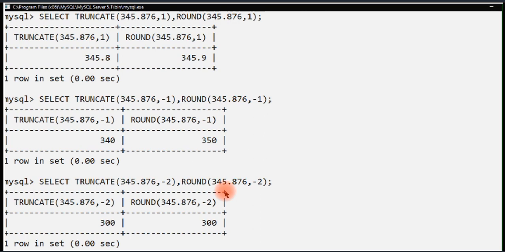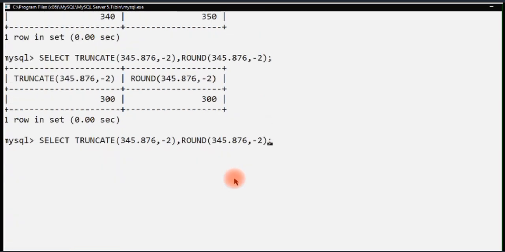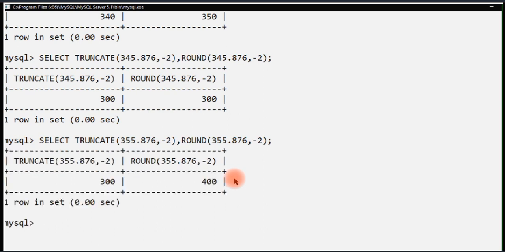Now I am making one small change. In place of 45 I am writing here 55, and here also I am writing 55. Now my answer in truncate will be, yes, correct, because I am going to round down. The answer will be 300, but in case of round my answer will be 400. I think all the functions are very much clear to you.